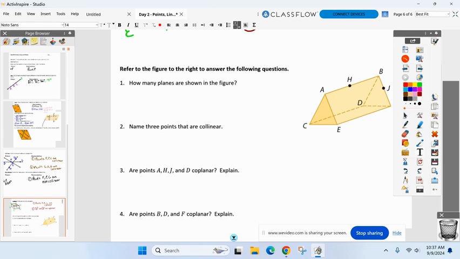Are you talking about the letter? Yes. The letter represents, remember, a single letter is a point. You put those two together, now that's line AB.